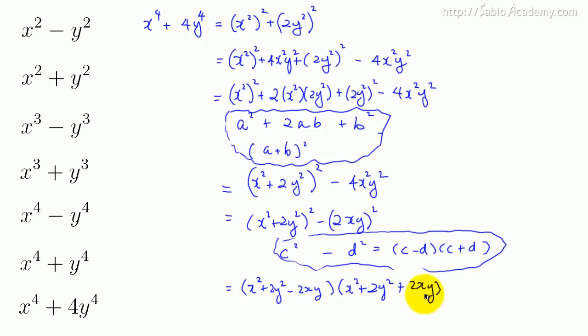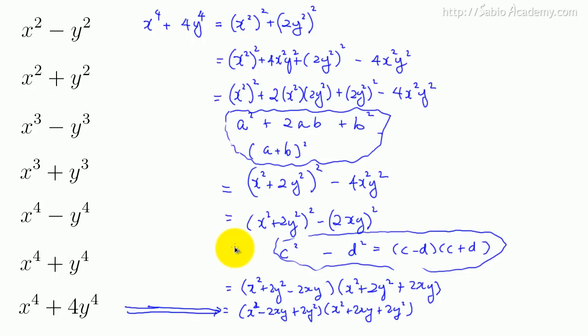Normally, you don't write the answer this way because it got to be in a descending order of power. So you would put x squared minus 2xy plus 2y squared. This was squared. And x squared plus 2xy plus 2y squared. Then, so this is that.